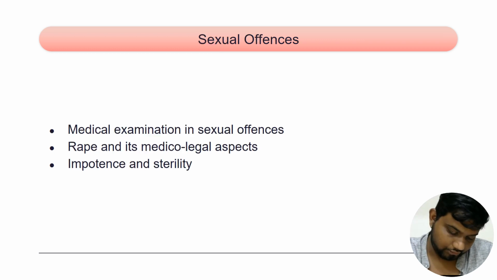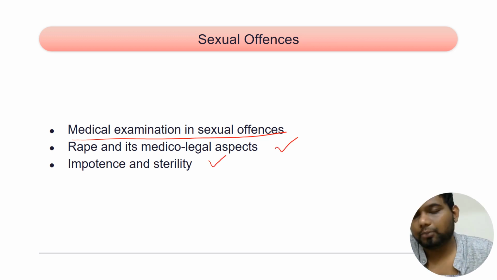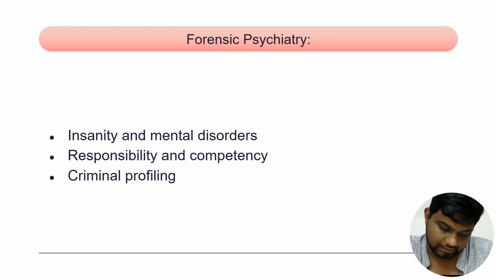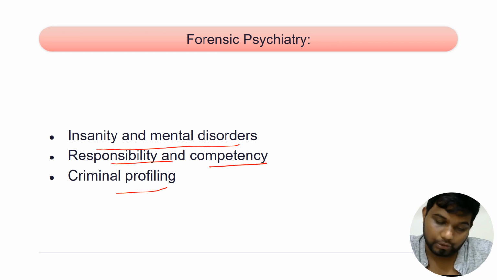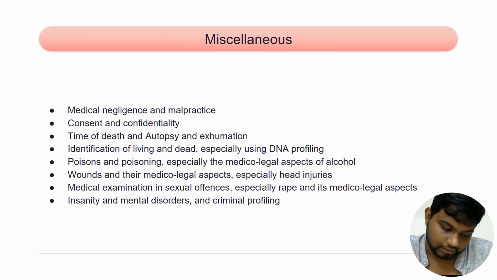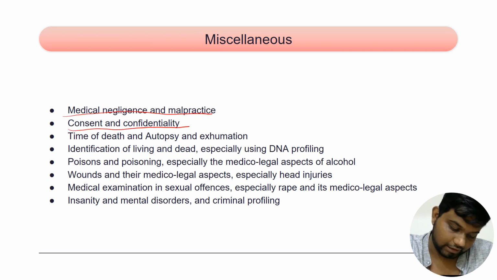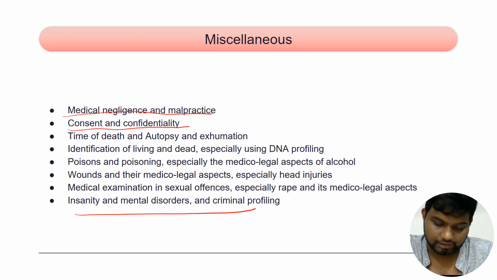Last but not least, a very important area is sexual offenses. Medical examination in sexual offenses, rape and its medical-legal aspects, and impotence and sterility, along with their legal aspects, are the important ones to consider. Apart from that, in forensic psychiatry, insanity and mental disorders, abnormal practices, responsibility and competency, and criminal profiling are very important. Then there are other areas like medical negligence, malpractice, and time of death.